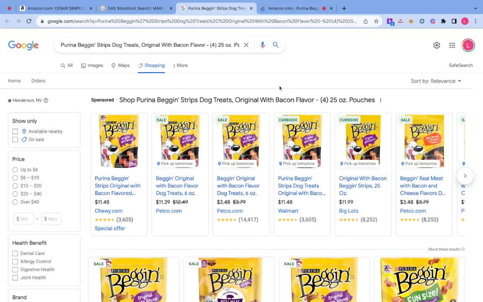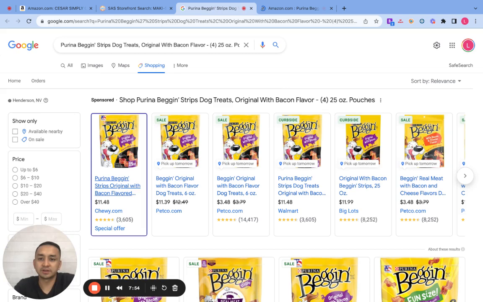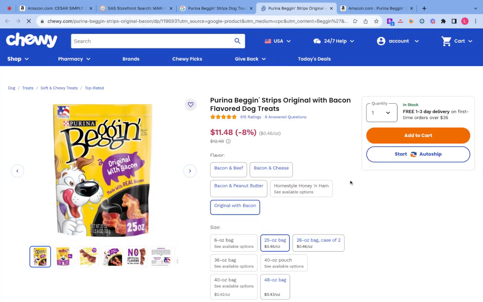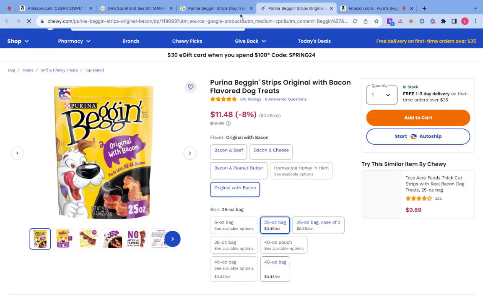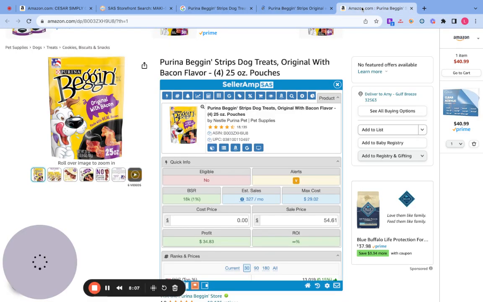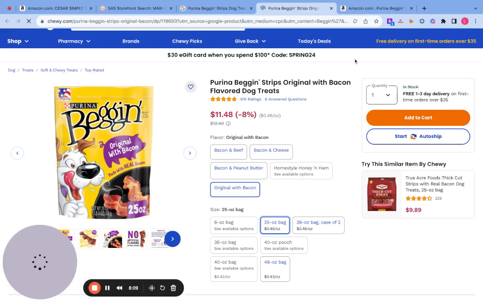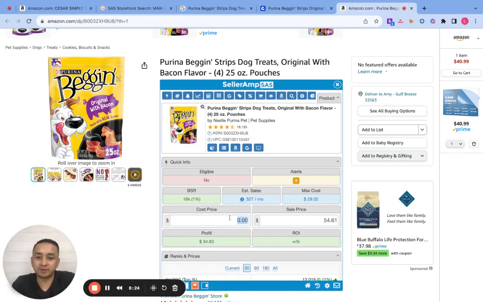So 4-pack, 25 ounce. Could this be it? 25 ounce, okay. So 4-pack of this, so 11.48. This could work. Is it 4-pack? Yeah, 4-pack's not gonna work. So 11.48, right? Times 4 is about $45.92. So you plug it here, it's too low.